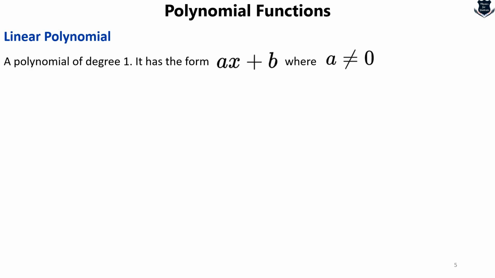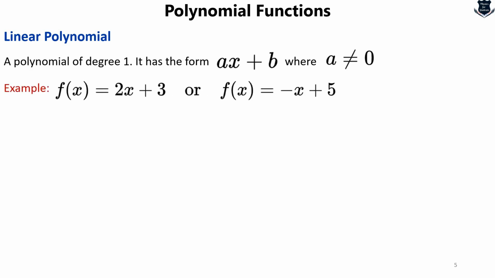The second one is called a linear polynomial. Because it is linear, it will be a straight line. It will have degree 1, and it has the form ax plus b, where a obviously will not be equal to 0. And the example is f of x equals 2x plus 3 and f of x equals minus x plus 5. So you can think of a straight line with a slope a.